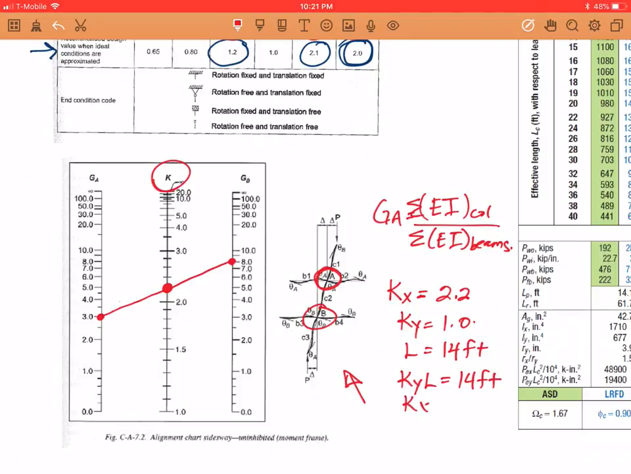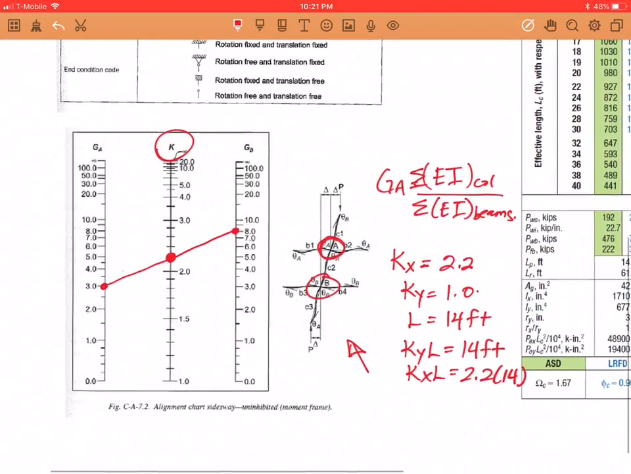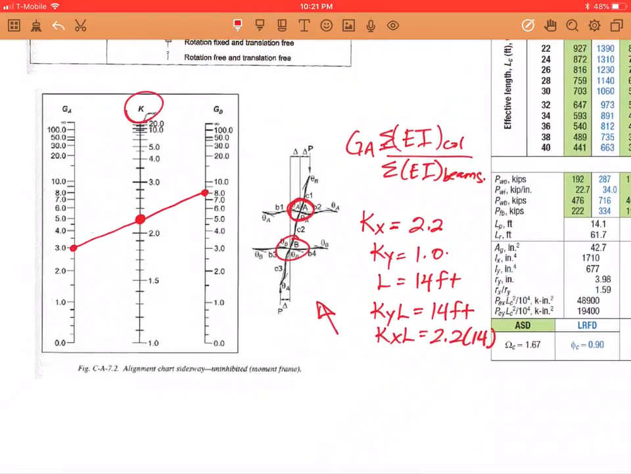It means that KXL is 2.2 times 14. But we also know from our class that in order to use Table 4-1 for W shapes, we need to convert the KXL, or the strong axis effective length, for use in the table, right?